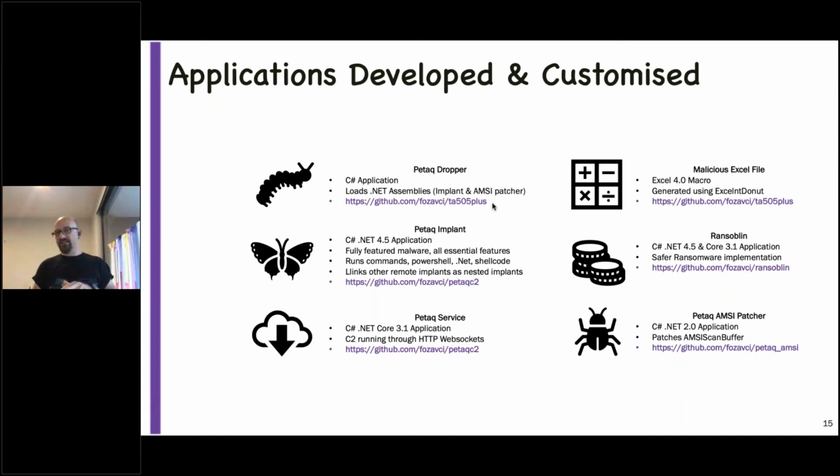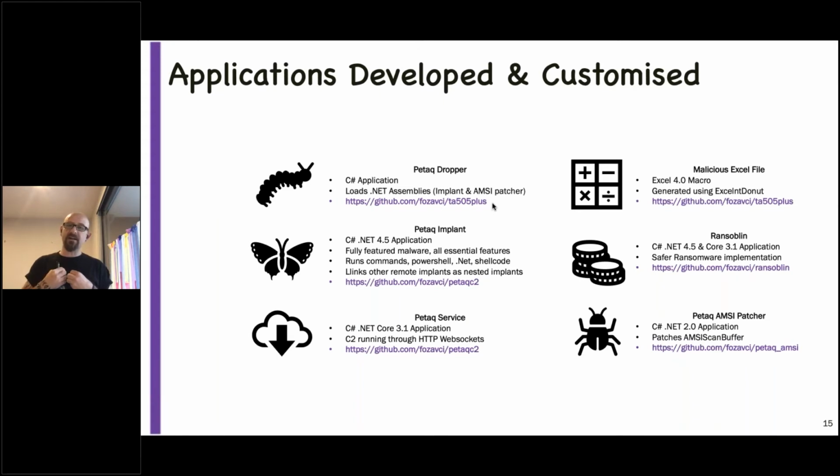Petaq implant is a malware, a simple malware, but it works well for the simple functionalities. It allows you to run .NET, PowerShell, or system commands, or process injection. Petaq service is the C2 working in the HTTPS part. But we also need initial files, right?